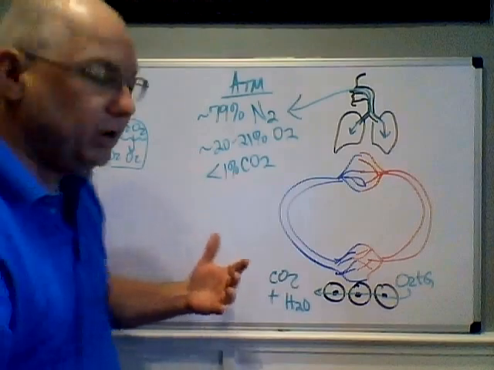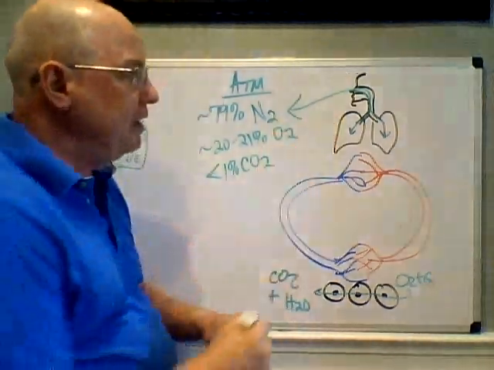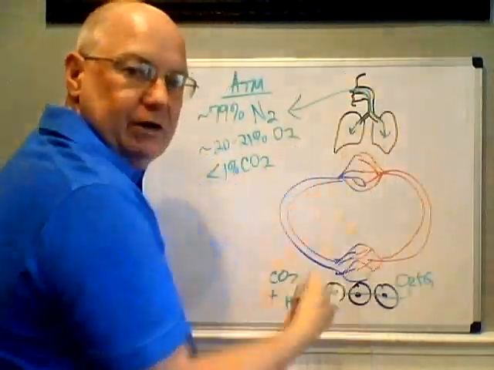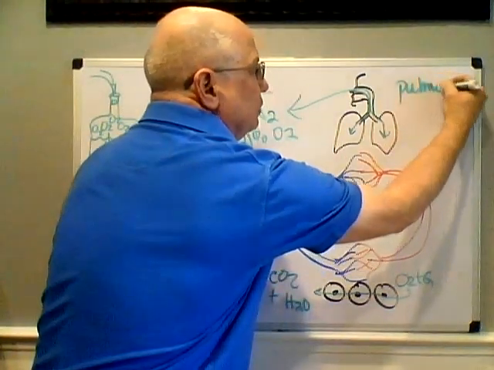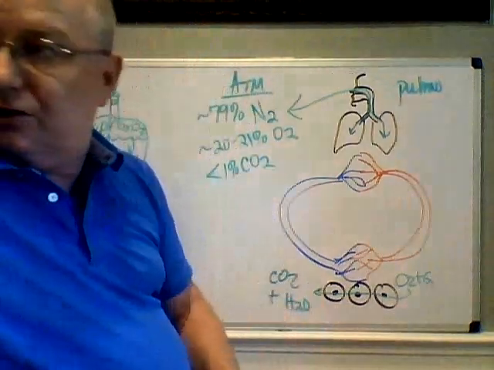Okay. Now, one of the things that's important about this diagram is that this whole process of getting air to and from the external exchange surface is what we called in our definitions pulmonary ventilation.